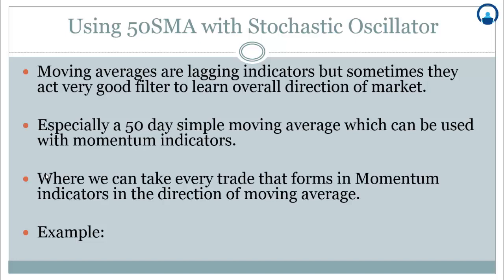In the previous part you saw we could use RSI with its own moving average. Next, we can use stochastic with a 50-day simple moving average. Although moving averages are lagging indicators, sometimes they act as a very good filter to learn the overall direction of the market, especially a 50-day simple moving average, which can be used with momentum indicators, where we take every trade that forms in the momentum indicator in the direction of the moving average. Let's go ahead and see some examples.